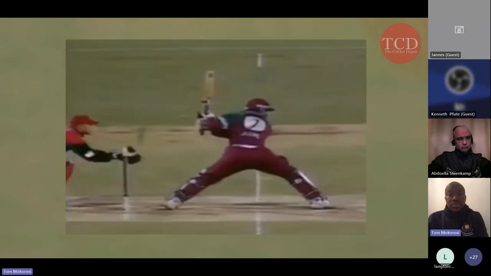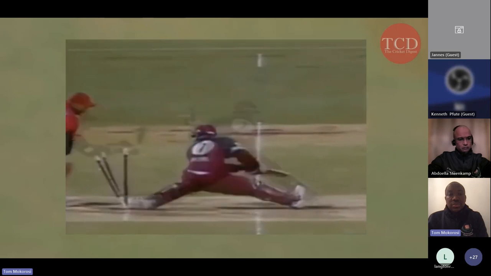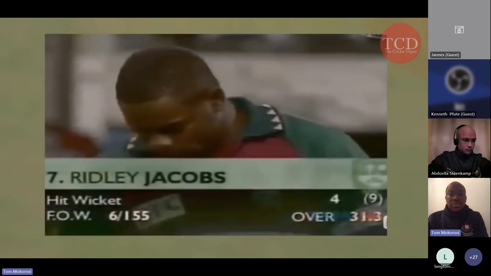Another instance which needs a mention here is Andy Flower's incident. He is clearly ahead of the stumps even before the ball reached the batsman. It should have been called a no ball, but the umpire didn't notice it at all, and unfortunately it cost Ridley Jacobs his wicket.